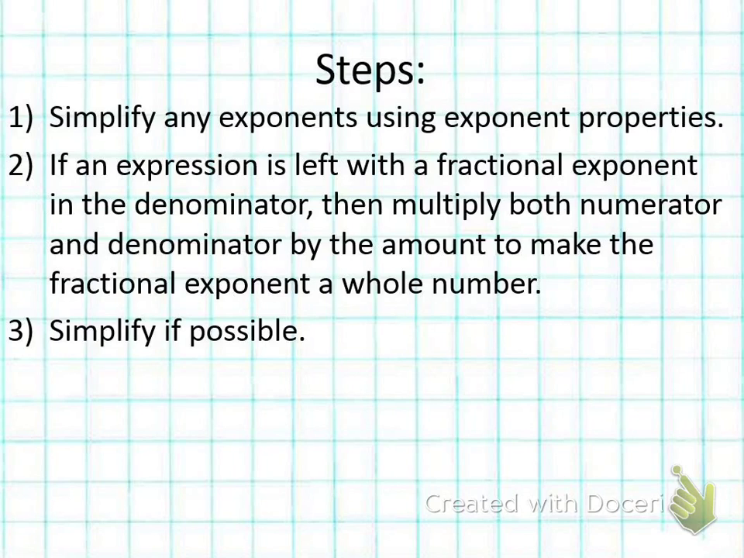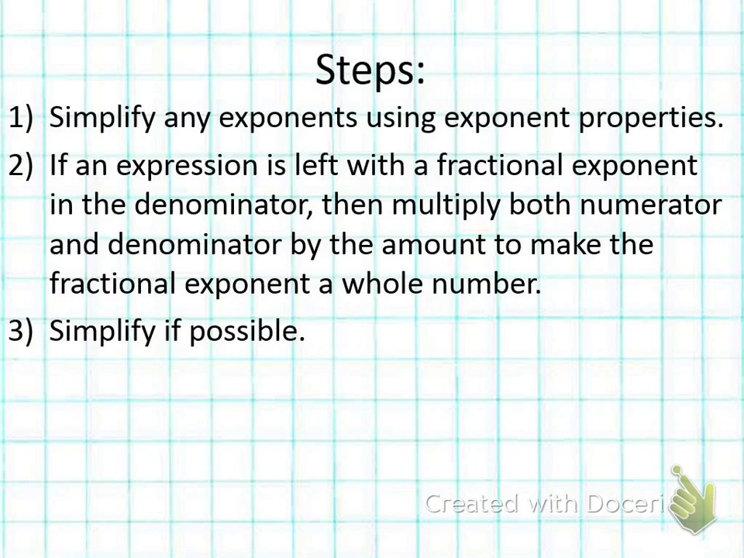1. Simplify any exponents using exponential properties. 2. If an expression is left with a fractional exponent in the denominator, then multiply both numerator and denominator by the amount to make the fractional exponent a whole number. Which means if the bottom number or the denominator has a fractional exponent, then we don't like that, we need to get rid of it. We need to think what's going to make it the next whole number. And then 3, simplify it if possible.